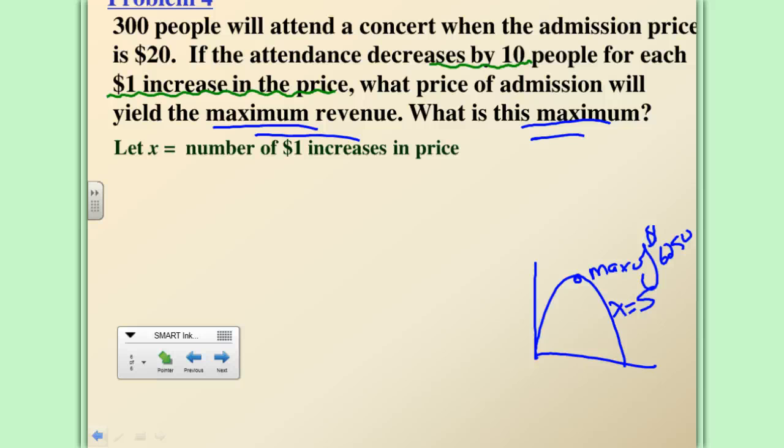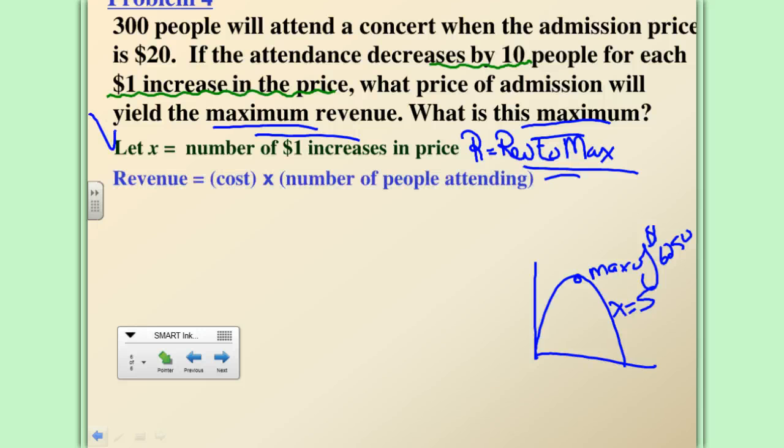So let X equal the number of $1 increases in price. The other variable is let R equal the revenue to maximize, okay? So we get 1 mark for defining our variables. The second mark comes in for, do you know what's happening? Well, how much is revenue? Revenue equals cost times number of people. What's the cost? The cost was 20 bucks.